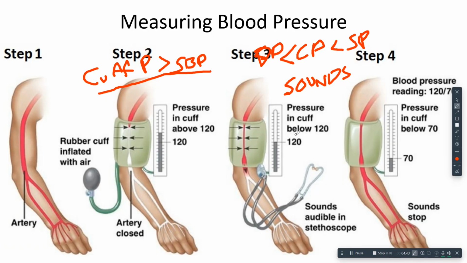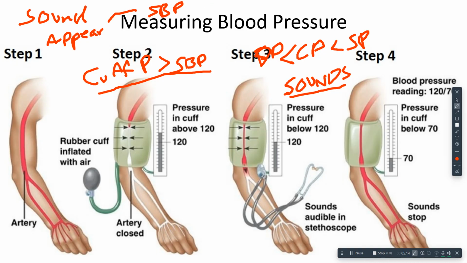Now you're going to hear sounds because the artery is kind of occluded, it's kind of squeezed. That causes the blood to bounce around. That makes sounds. When you first hear the sound, when the sound appears, you're going to look at the gauge and note the pressure, and that is going to be your systolic blood pressure.